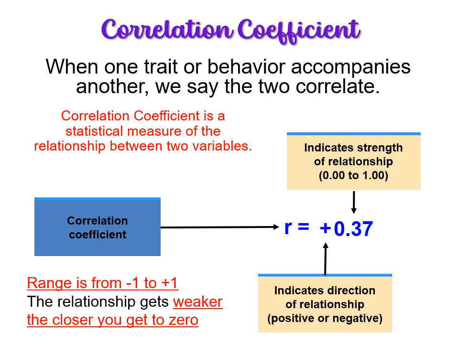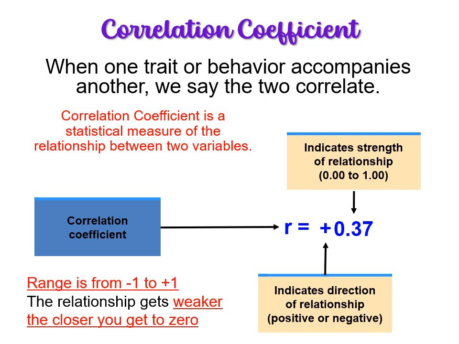So here's what we say about a correlation coefficient. When one trait or behavior accompanies another, we say the two correlate. An example, when it's raining outside, we tend to sell more raincoats or more umbrellas, right? Those are two items that may have a correlation between each other. So it's a statistical measurement of the relationship between the two variables.